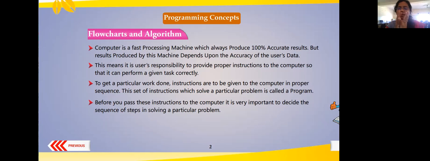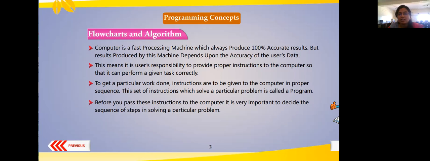So if you want a proper 100% accurate result from the computer, then the data which we are giving to the computer also should be accurate. It depends upon our accuracy, right? This means it is the user's responsibility. Who is the user here? It is we, the users of the computer, because we are using the computers, right? So we become the user over here.